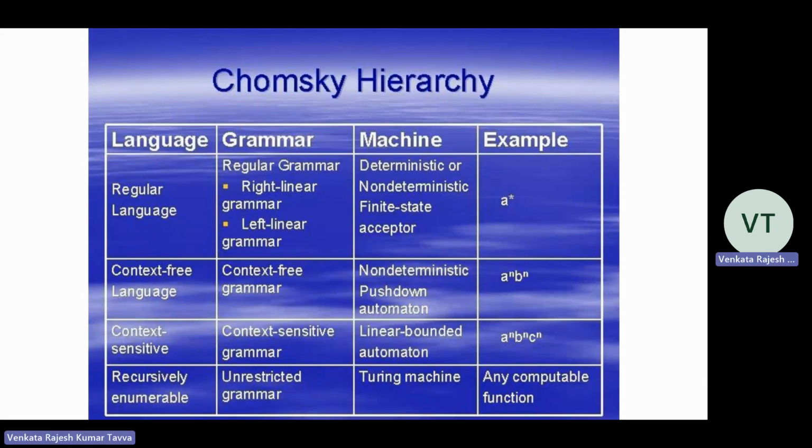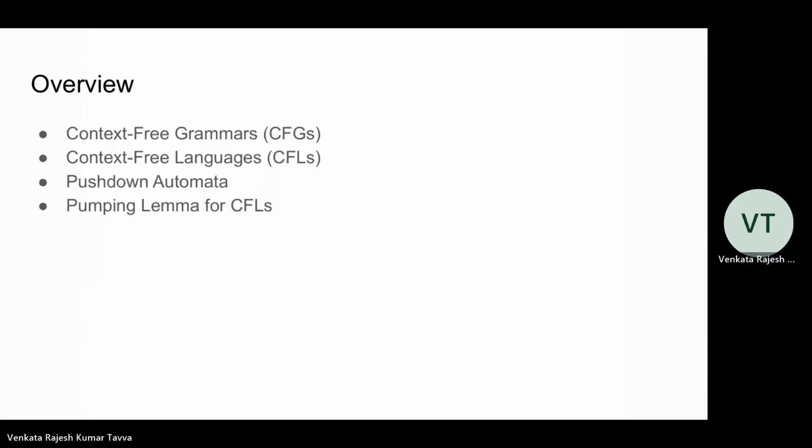As you can see, as you move from top to bottom, the complexity increases and the power increases. Each one of these is a superset of the ones above. Unrestricted grammar is more powerful than context-sensitive grammar, which in turn is more powerful than context-free, which in turn is more powerful than regular grammar, and so on. In the first chapter we looked at regular grammars and finite automata. In the second chapter we will look at context-free grammars, context-free languages, push-down automata. Later we'll move on to Turing machines. So this is the overview.